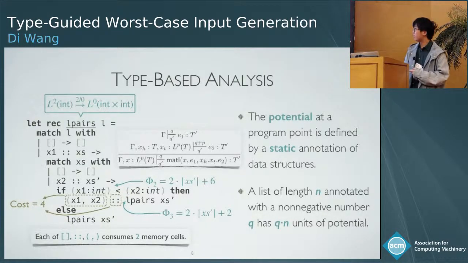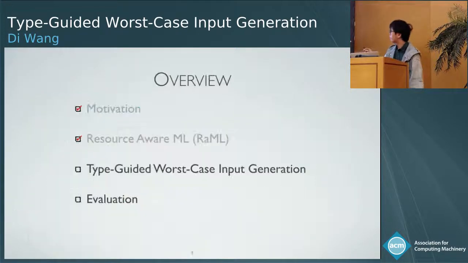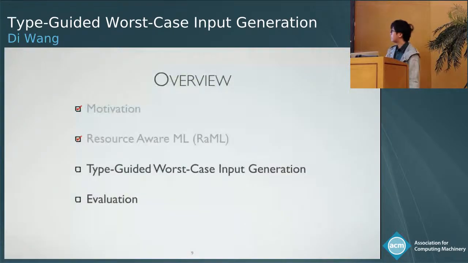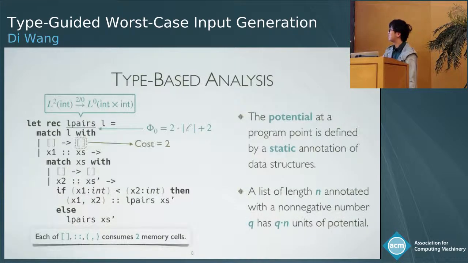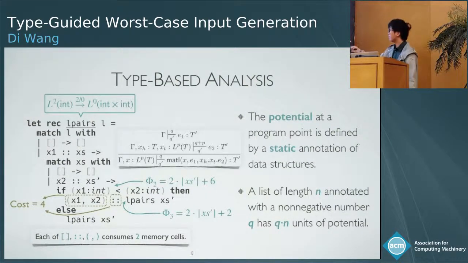Here's an example of a typing rule. Gamma is the typing context, and sorry. Again. Wait. Where's the typing rule? Okay.